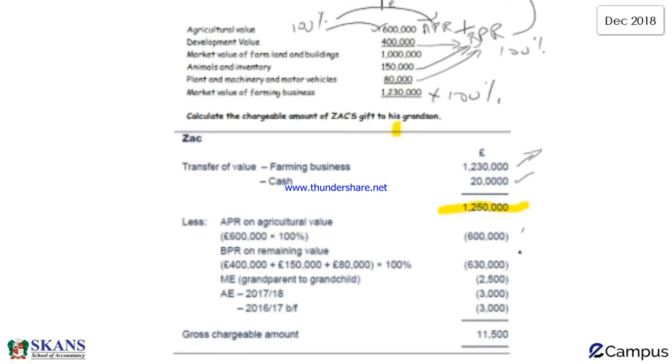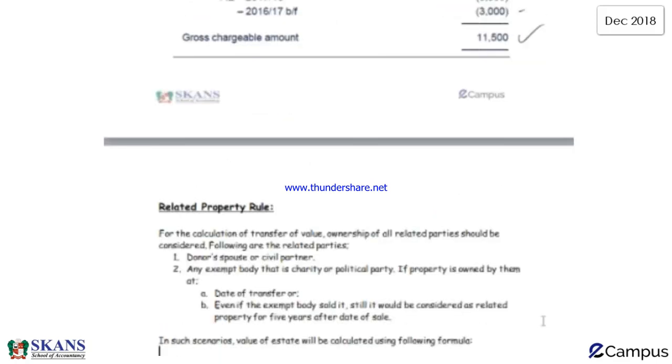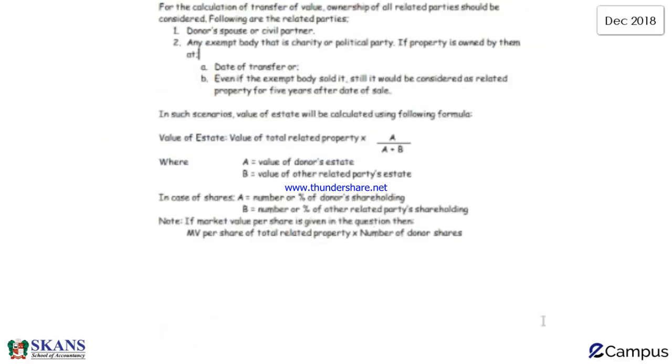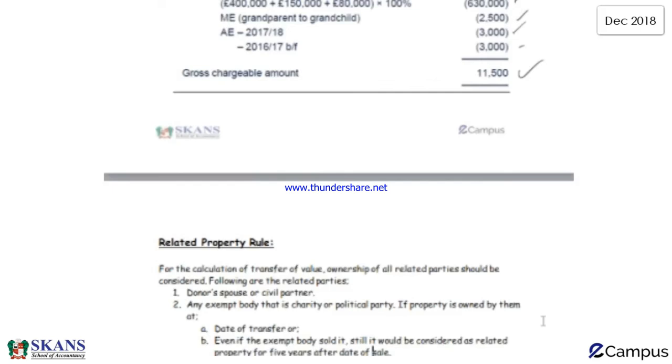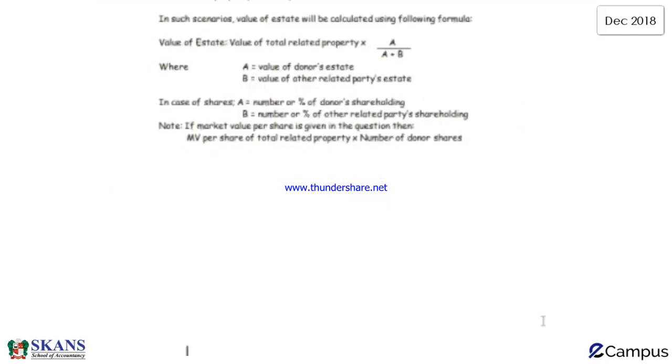And so this 1.23 million has been exempted. Well, but we still had 20,000, which is written as 200,000 by mistake in the answer. So 20,000 would attract, in fact, marriage exemption of 2,500, two annual exemptions, and that's why the gross chargeable amount is 11,500. Now, this is the related property rule in order to calculate transfer of value, which I'll be discussing with the help of the following example.